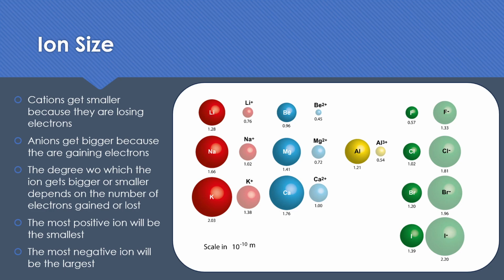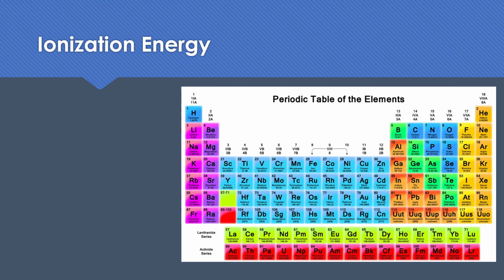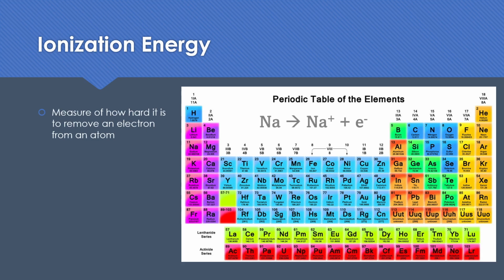Okay. There are two more trends we need to look at. The first one is called ionization energy. Ionization energy is a measure, in kilojoules per mole, of how hard it is to pull an electron off of an atom. So if I wanted to go from sodium to sodium plus an electron, it takes energy to remove electrons.